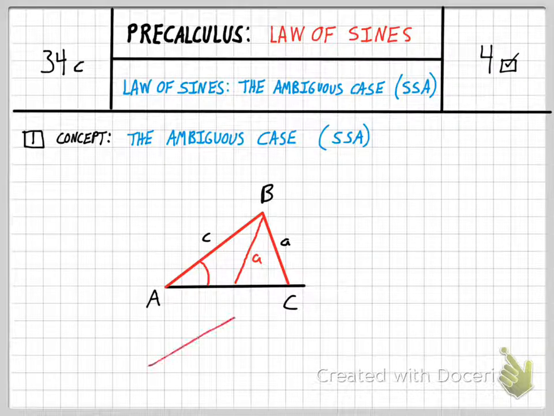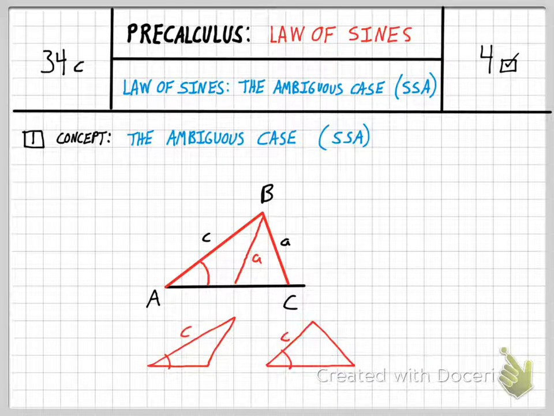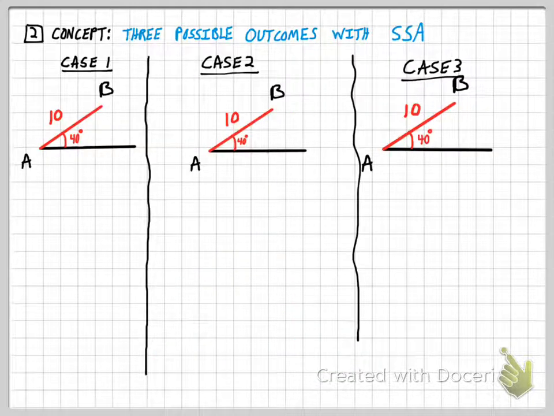If you draw those out, there's one triangle that looks like this, and the other triangle that looks like this. Both of them have the same angle A, the same side C, and the same side A. So this is one example where side-side-angle does not necessarily yield just one triangle. As it turns out, there are three different cases in this scenario, and we're going to break them down on the next slide.